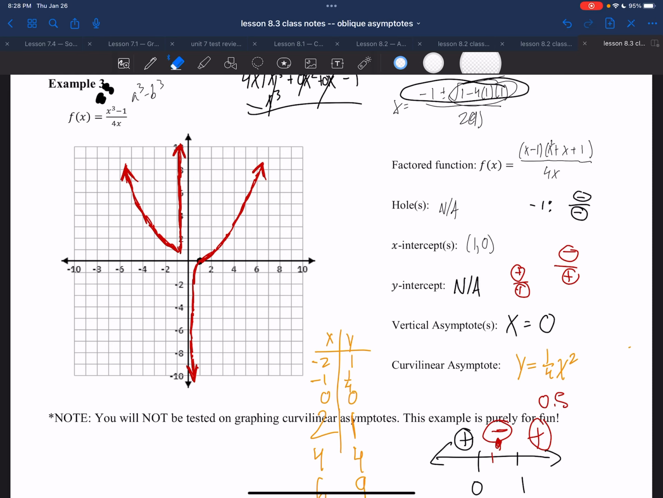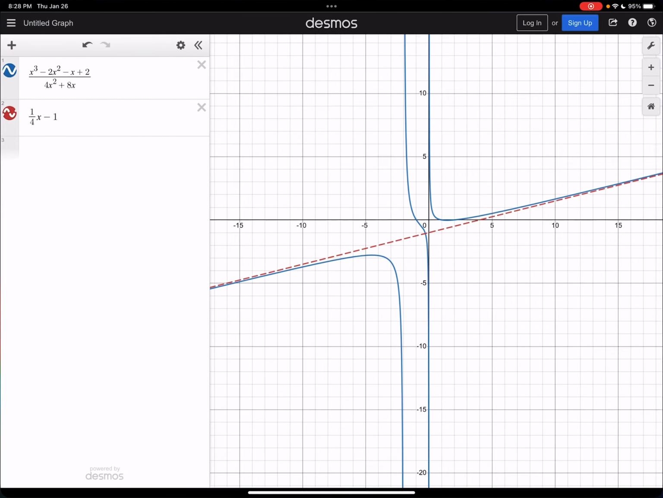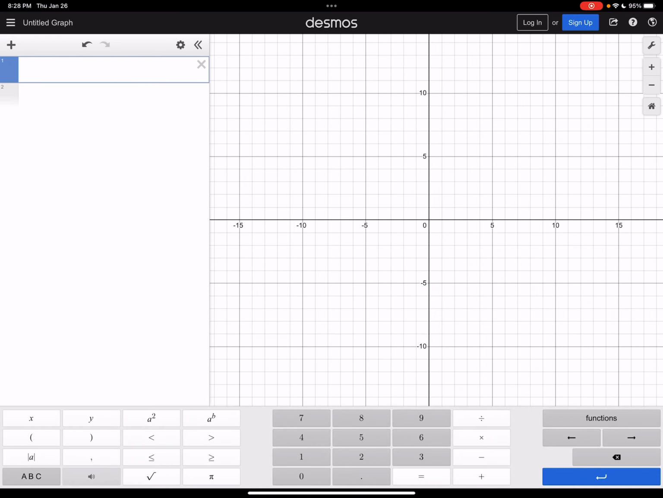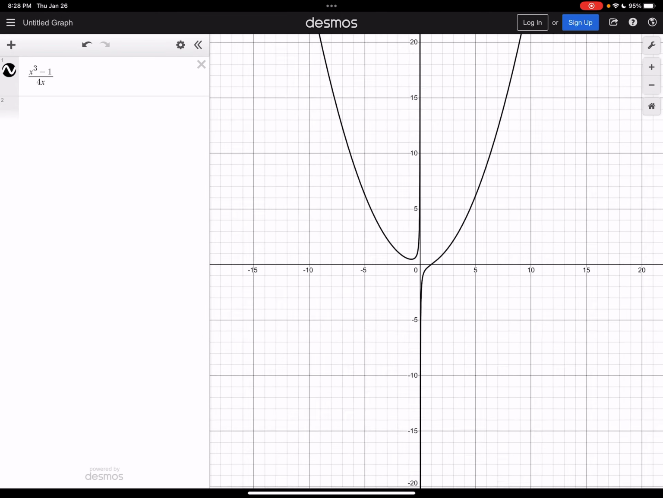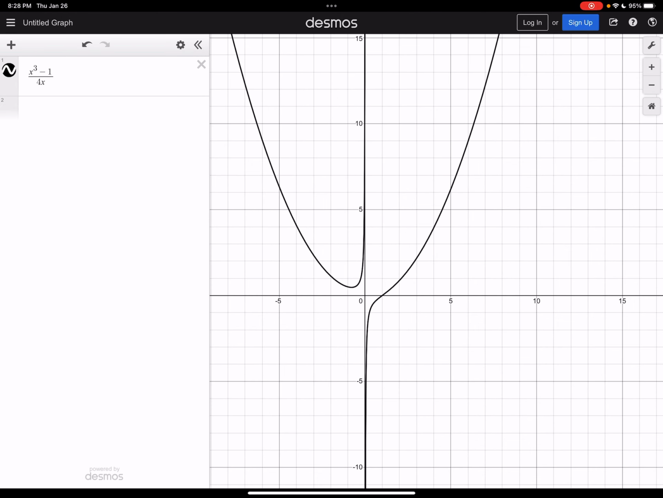Look at it. x cubed minus 1 over 4x. Let's graph that in Desmos. x cubed minus 1 over 4x. Hey, ain't that what we graphed? That's exactly what we graphed.